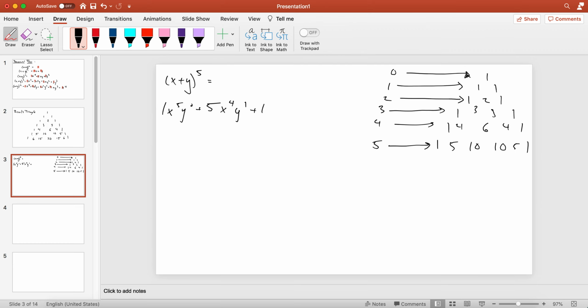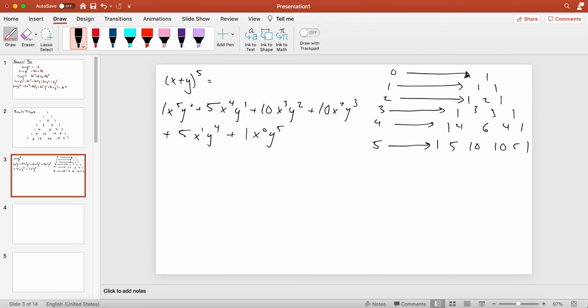Next coefficient will be 10, x cubed, y squared. Hopefully you see what's going on with these powers. Next one is going to be 10x squared, y cubed. This one's decreasing, this one's increasing. Next one will be 5x, have I got this right? Yes, x to the 1, y to the 4th, and the last one will be 1x to the 0, y to the 5.